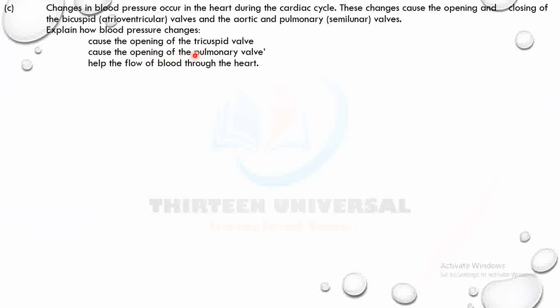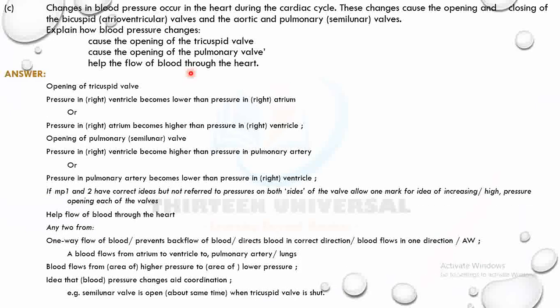Okay, how does that cause the opening of the pulmonary valve? Why does the pulmonary valve open? Because the pressure in the right ventricle is greater than the pressure in the pulmonary artery, right? So that blood can pass to the pulmonary artery. How does that help the flow of blood through the heart? Because the valves allow the flow of blood in one direction. Do you get?